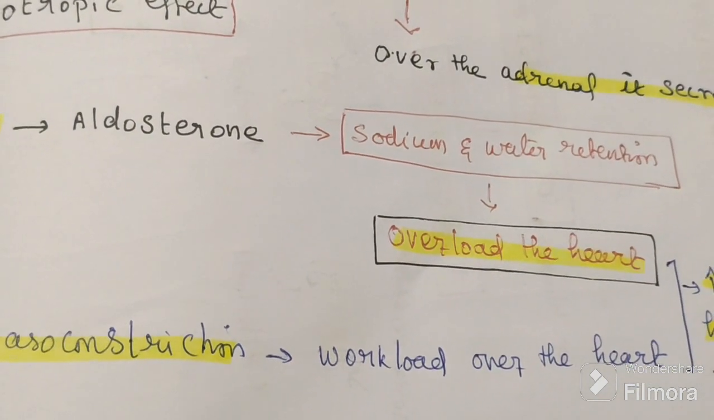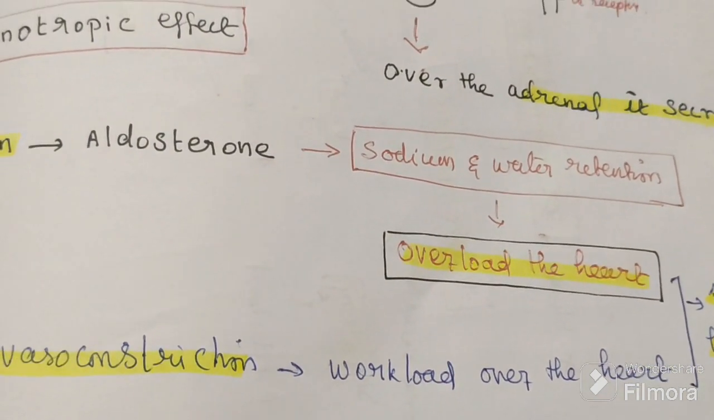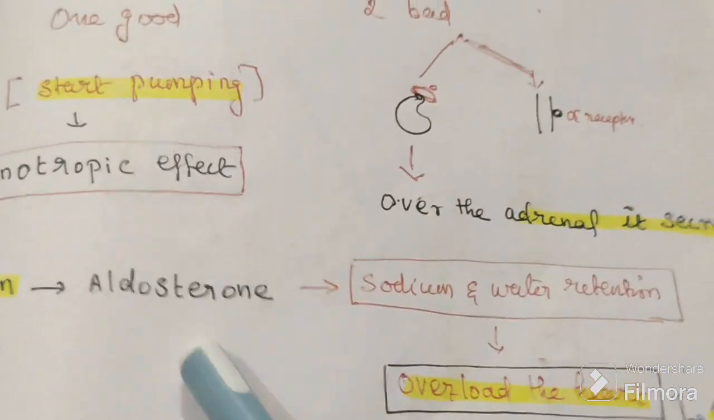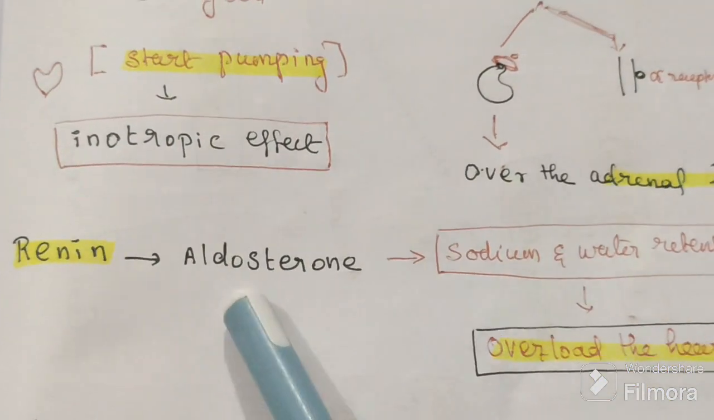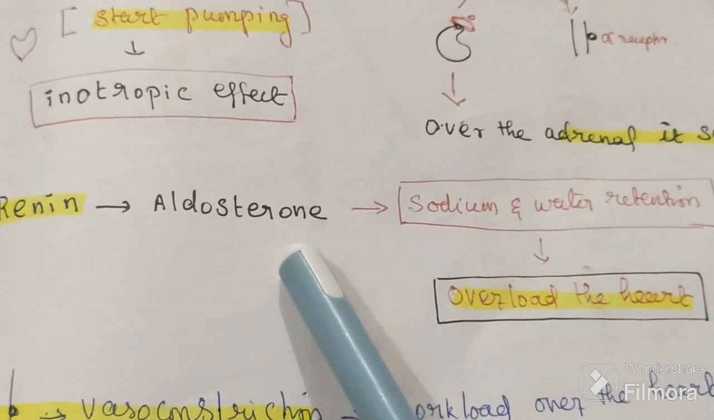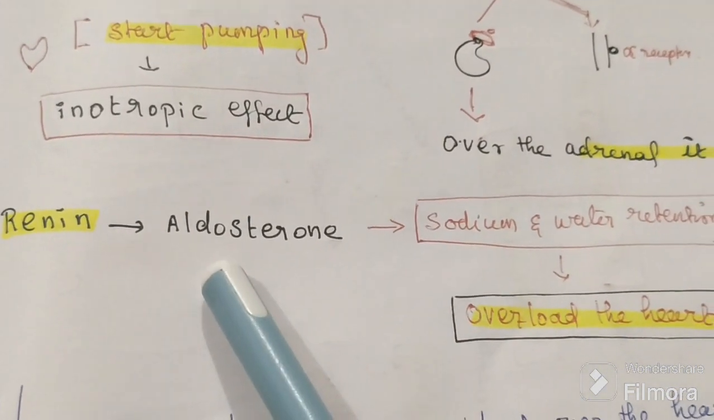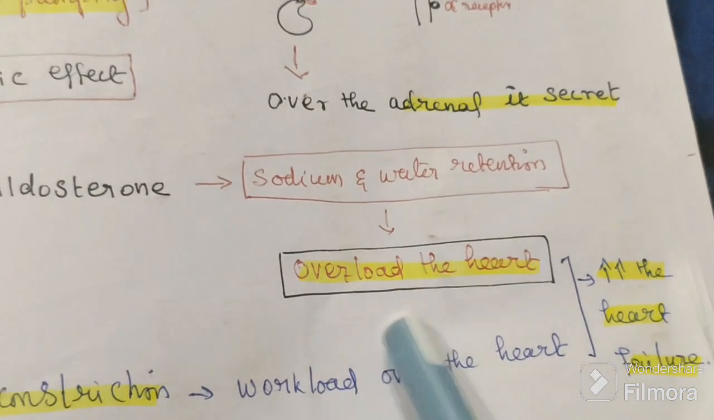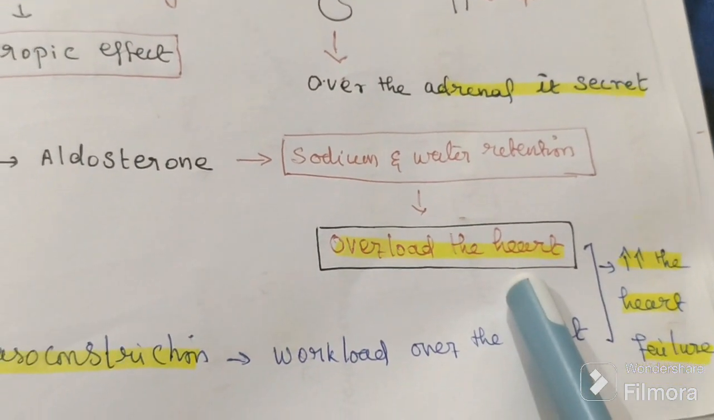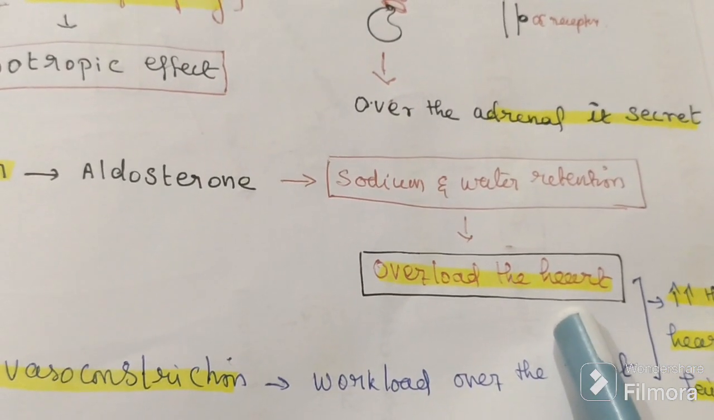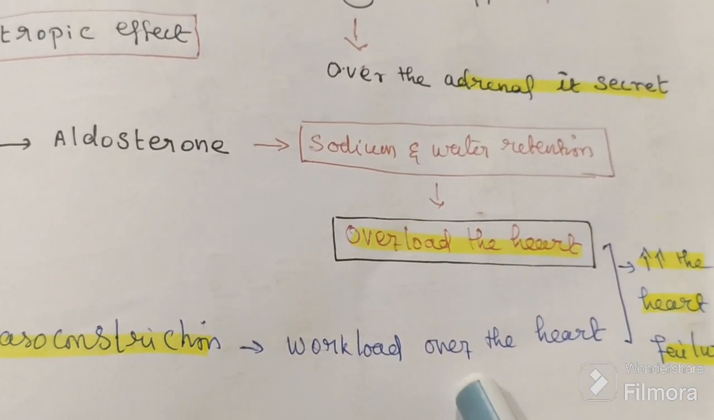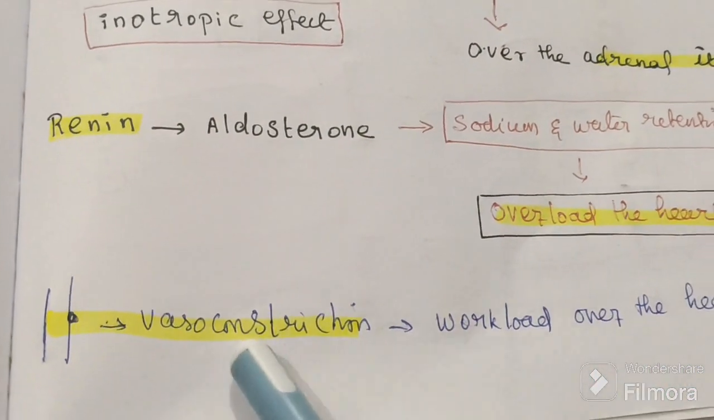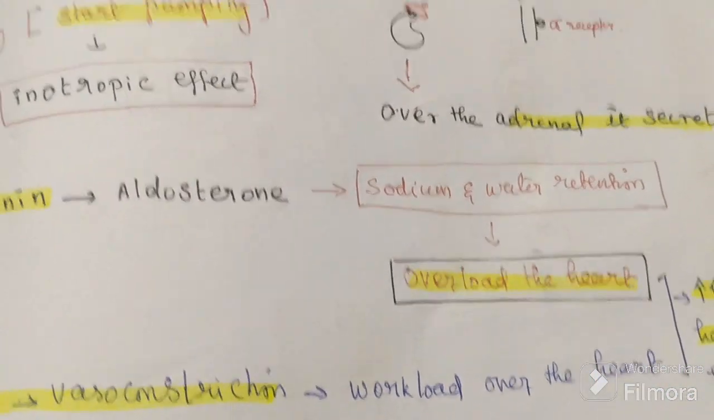This is not good for the heart. So what are the two bad things? Adrenaline will be secreted. This renin-aldosterone increasing sodium and water retention is an overload for our heart. Normally it pumps 5 liters, now it must pump 6 and 7 liters. So it increases the heart failure. Vasoconstriction is also added workload.